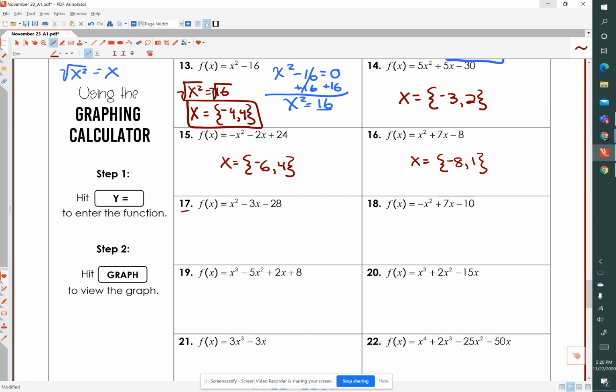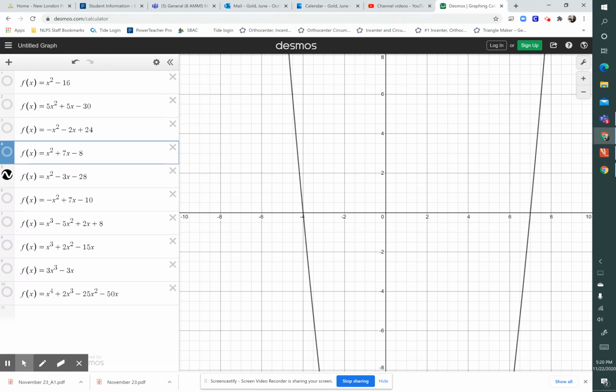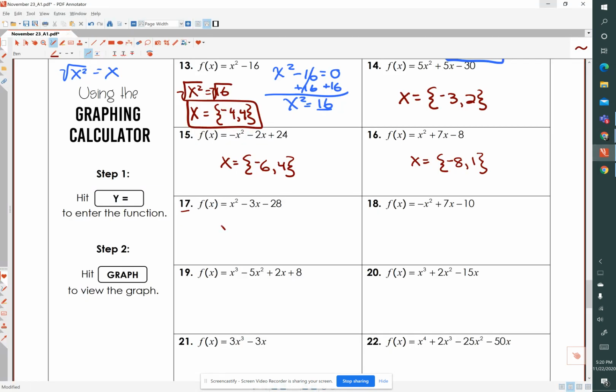So now we're on number 17. x squared minus 3x minus 28. We have a zero at -4. And we have a zero at +7. So those are the zeros of the function, and those are the solutions.